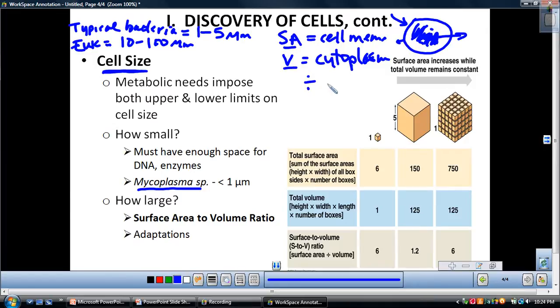It only grows slightly in size, and then the cell will divide into 2 cells so that our cells stay small to be able to get materials in and out.